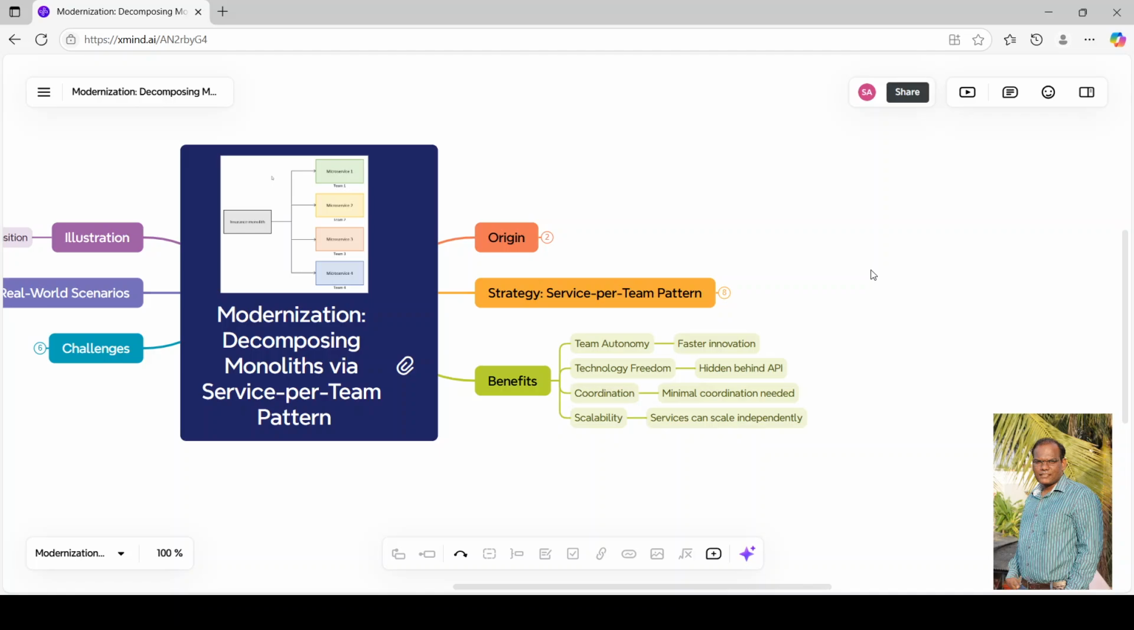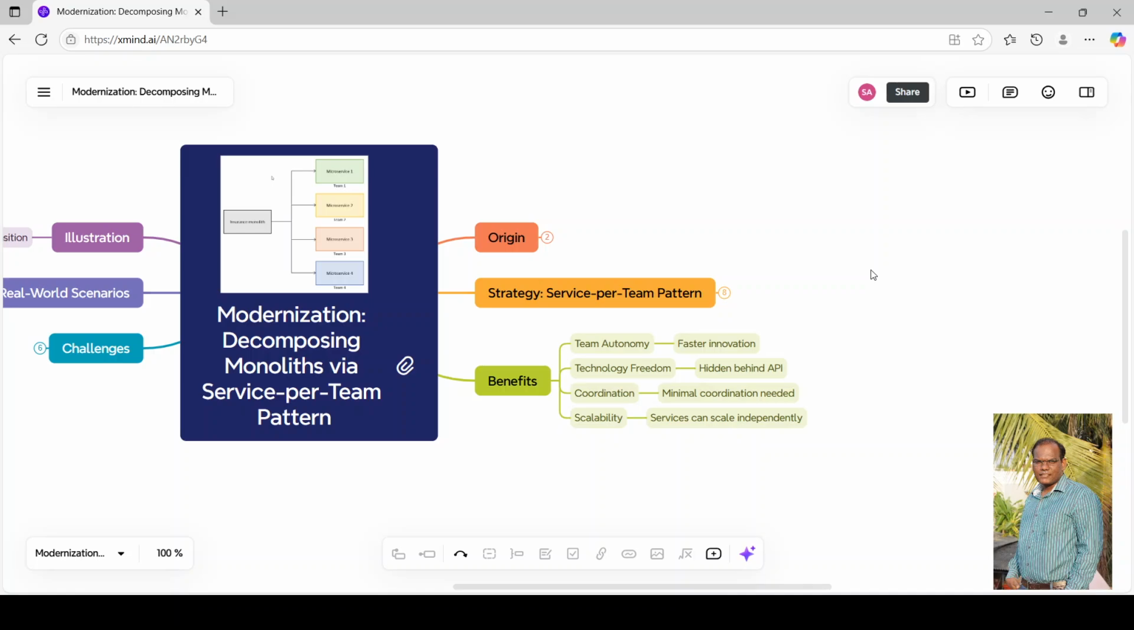Now let's talk about the benefits by answering this question: why should companies adopt this pattern? The teams work independently without coordination bottlenecks. That's a big advantage for companies to adopt this pattern.